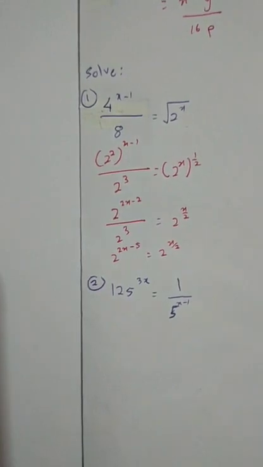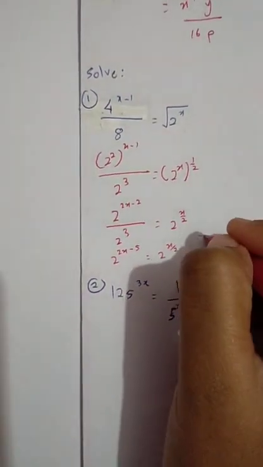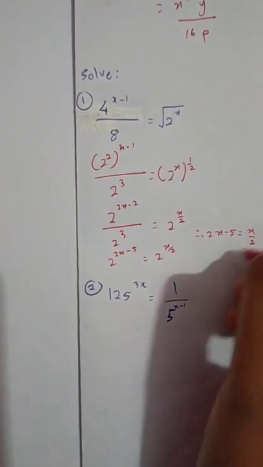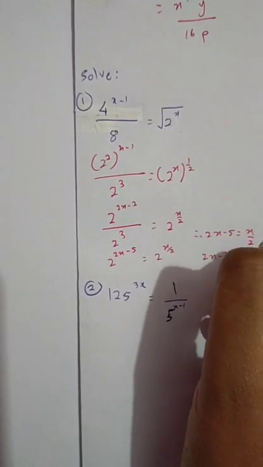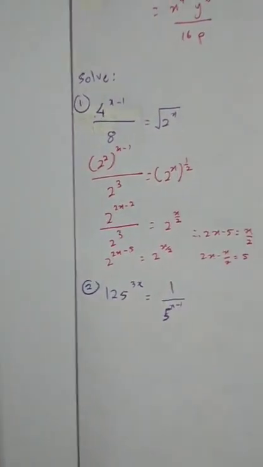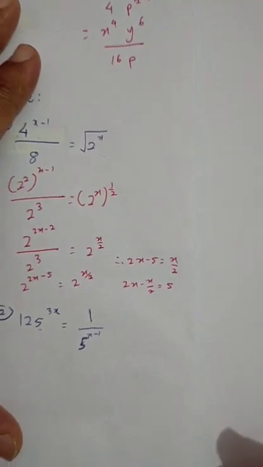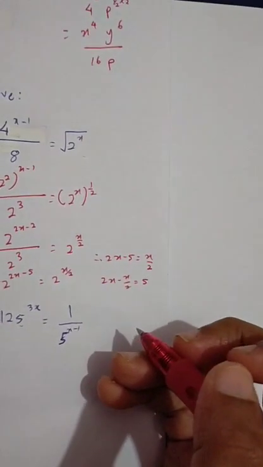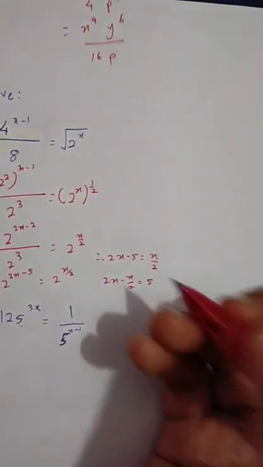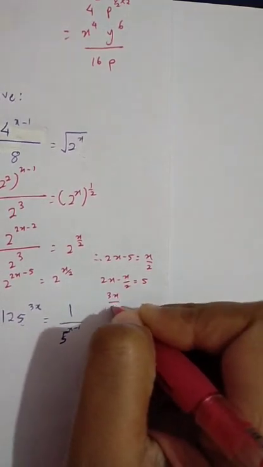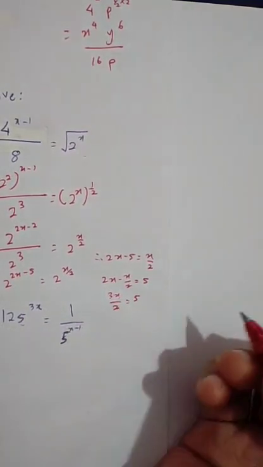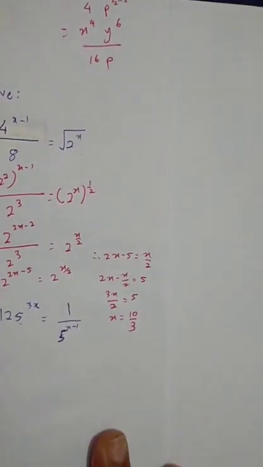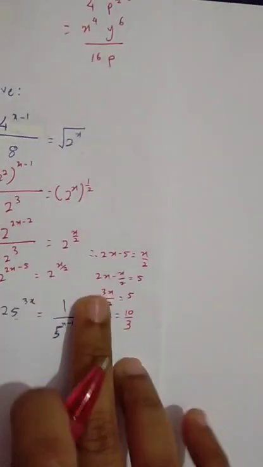When you have these two equal indices, you can conclude that 2x minus 5 is equal to x over 2. So 2x minus x over 2 is equal to 5. Here 2x minus x over 2 is equal to 4 minus 1, 3 over 2. So 3x over 2 is equal to 5. So x is equal to 10 over 3. This is your final answer.